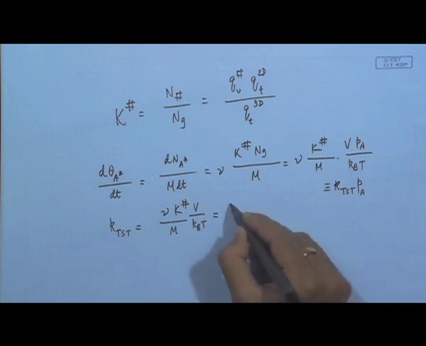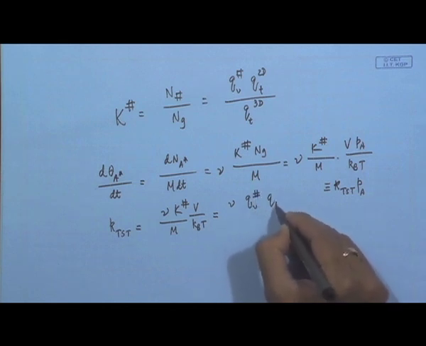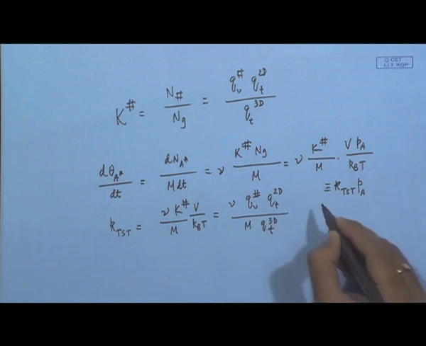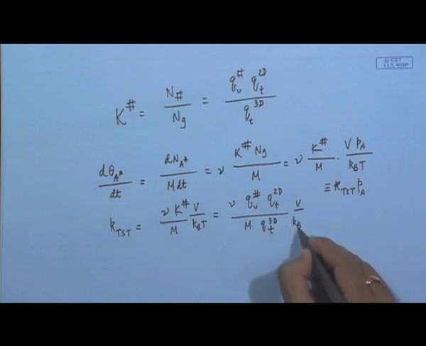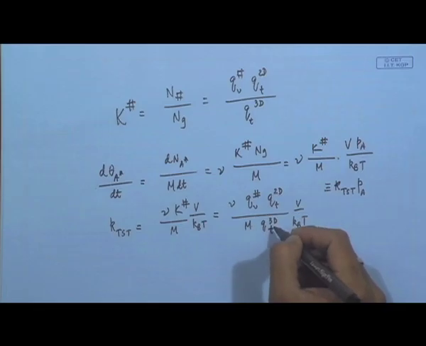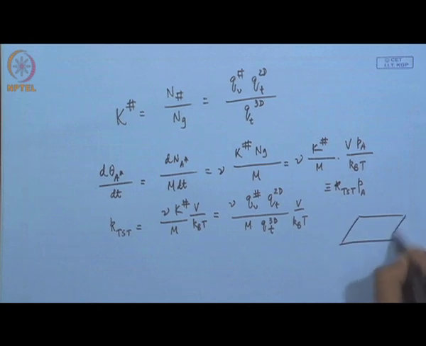This is equal to V, now q_v double dagger, then q translation 2D divided by m into q translation 3D, into V by k_B T. Then if you put the respective expressions, because it is 2D and 3D, and simply simplify that: if you have this plate or the surface, say of side A, then in 2 dimensions the area will be A square, and the third dimension will be A cube, like that.